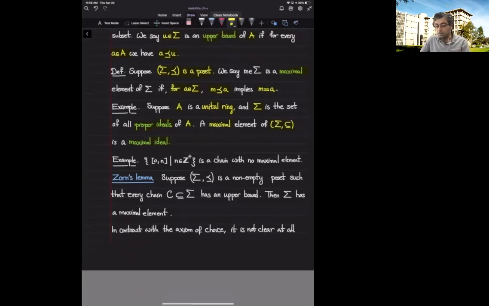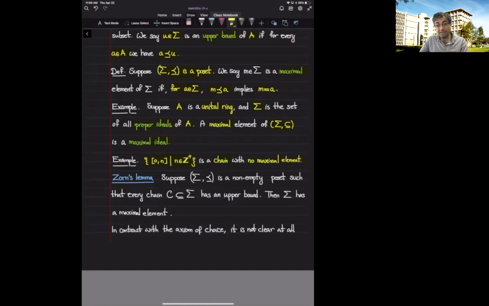Another example, and non-example, is the following: if I give you all the bounded subsets of, let's say, the real line that are bounded from 0 to n, then this is a chain. Every two of these intervals I can compare. One of them is definitely contained in the next one, but nevertheless, it has no maximal element. Because if I pick any of these intervals, there is something on top of this. I can take n plus 1, and that would be larger. So this is a chain with no maximal element.